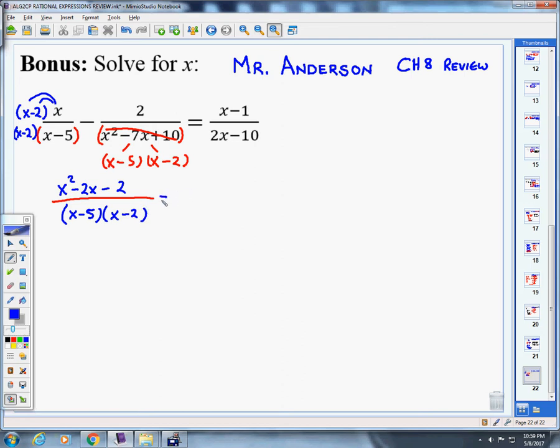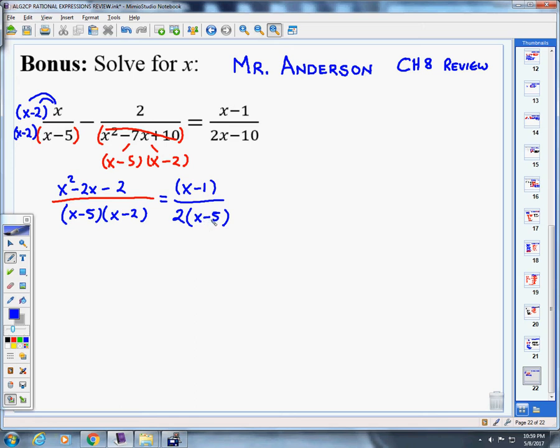All right, over on this side, I've got x minus 1 on top. And on the bottom, let's factor this out. I've got 2 that I can factor out of here. All right, so let's divide the 2 out of that binomial there. All right, so I've got 2 times x minus 5. 2 times x is 2x. 2 times negative 5 is negative 10. All right, and I see I've got an x minus 5 and x minus 5 over here.